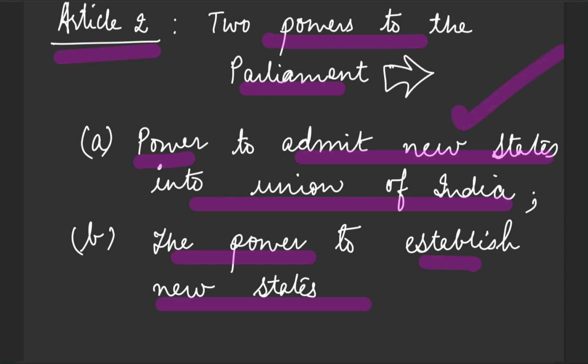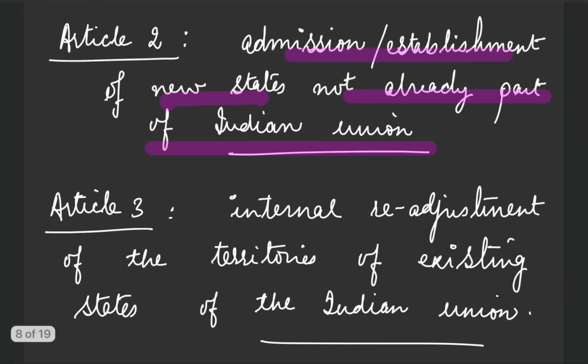The first one talks about the power to admit new states. Then to re-establish the states that are already existent, we have to change them. And finally, the admission of states already not a part. For example, you can talk about Pondicherry here again. Okay, moving on. Article 3.